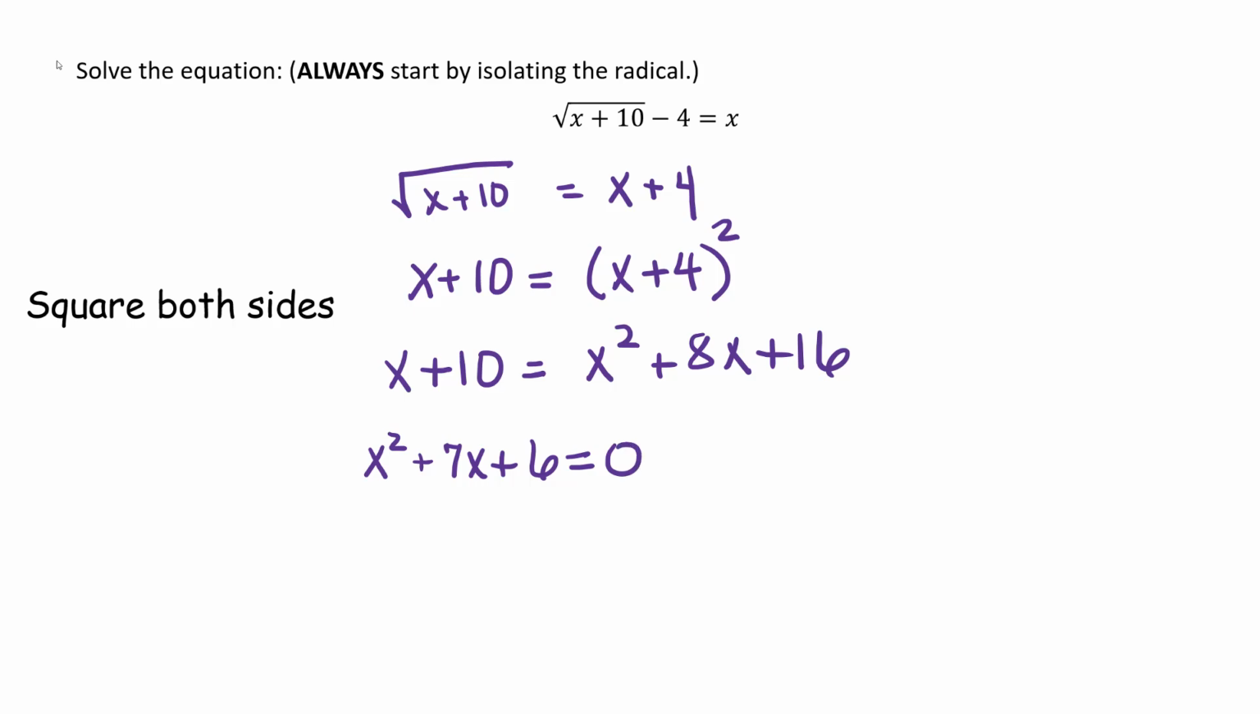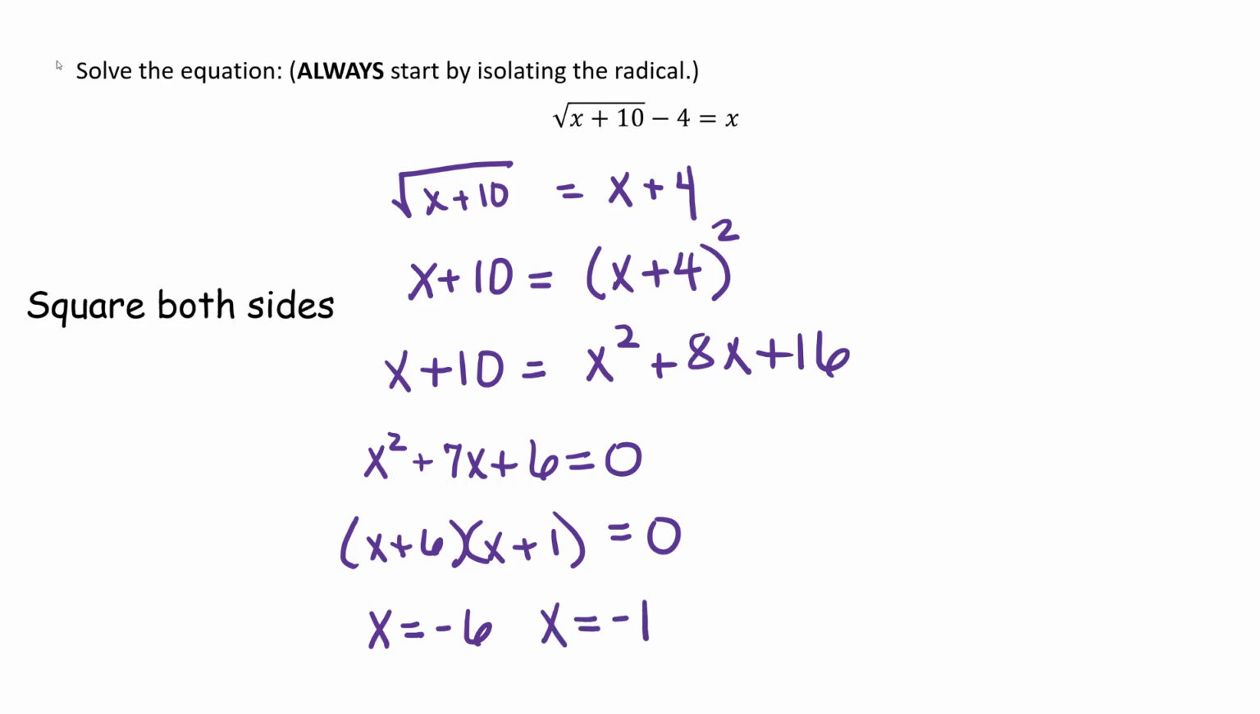And we can see that that is factorable. x plus 6 times x plus 1 equals 0. And if you multiply two things together to get 0, it means one of them has to be 0. So either x equals -6, which would make the first factor 0, or x equals -1, which would make the second factor 0. So the two solutions we get are x equals -6 and x equals -1.